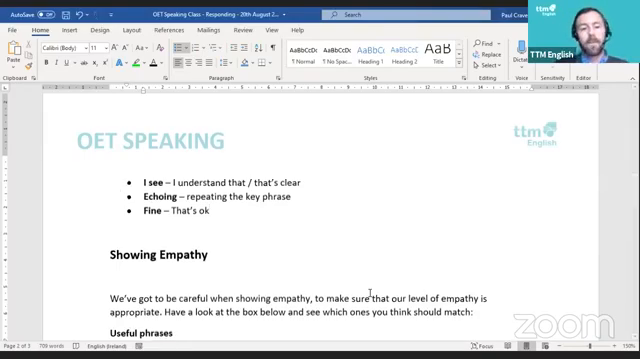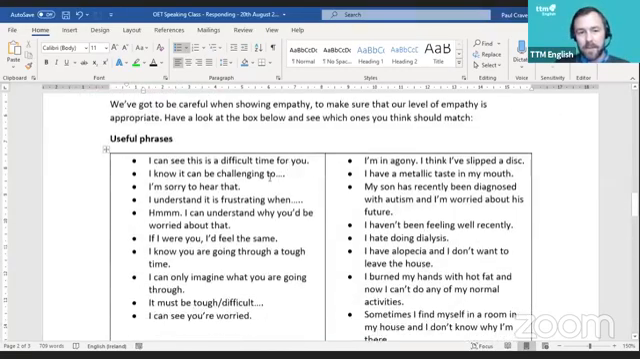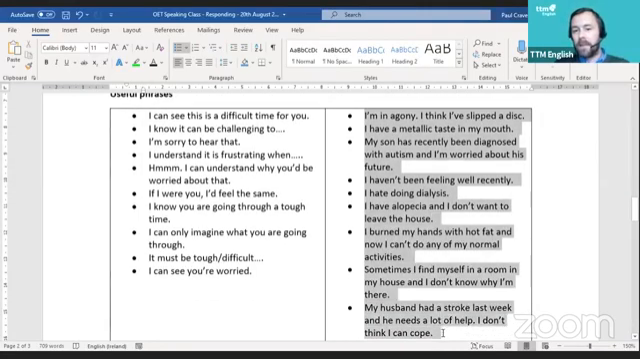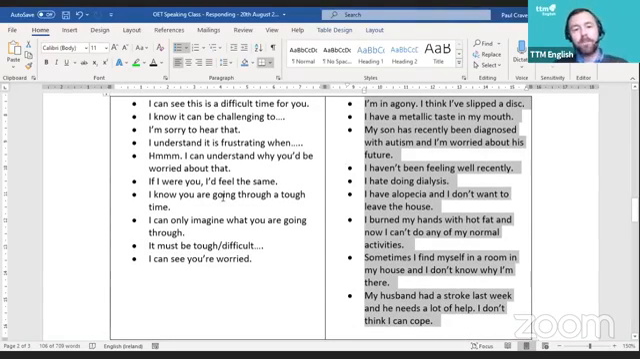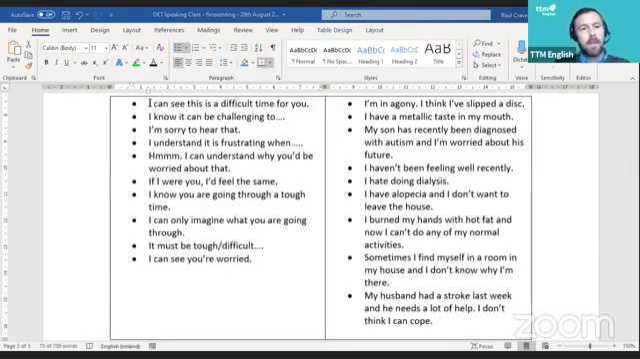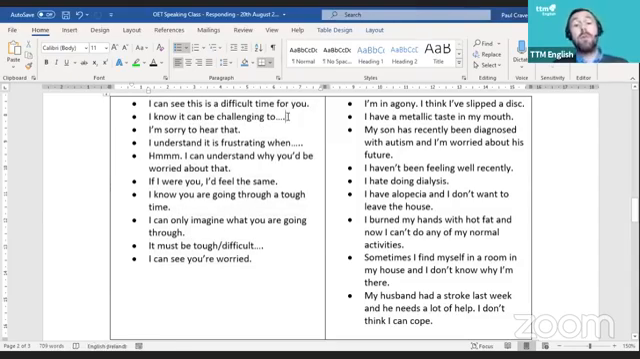Okay, so empathy. Now, yesterday I had a lot of phrases here and lots of different things down here. Now, I've got some new ones, guys. So we've got some phrases over here. I can see this is a difficult time for you. I know it can be challenging to, and that could be an activity then or a verb, I know it can be challenging to switch from one medication to another.